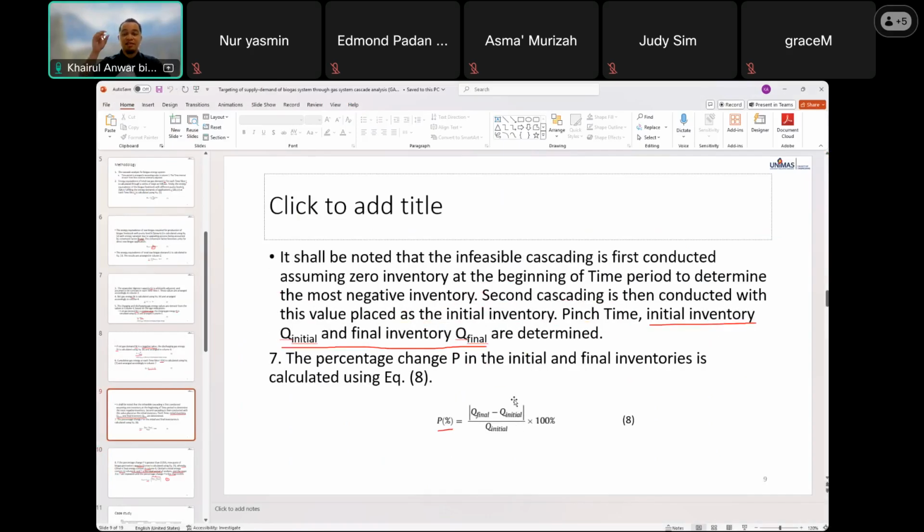This is just to see the changes in P for the first iteration. This doesn't make sense, meaning there are no changes, of course. First initial is 0, final is 15,000. Because you cannot divide by 0, it's just not possible.